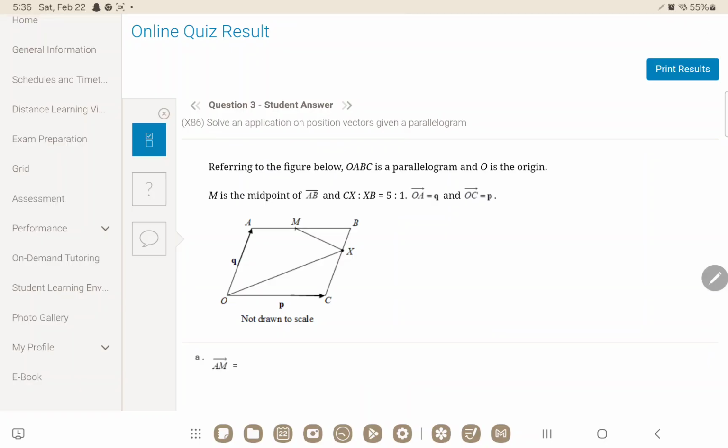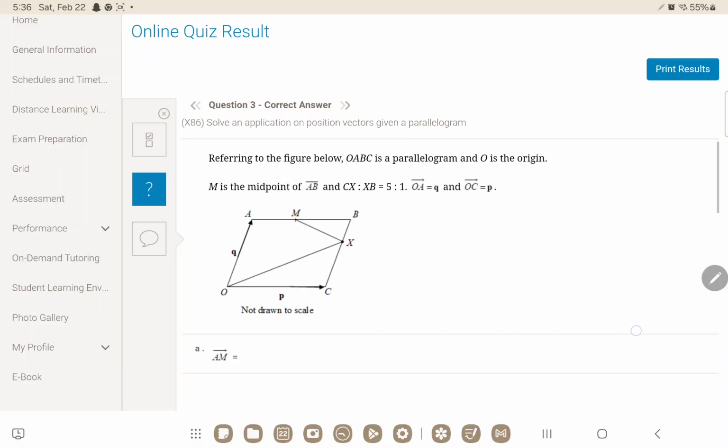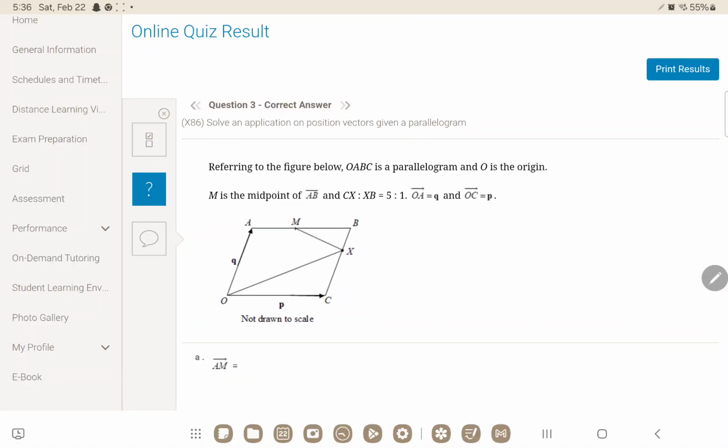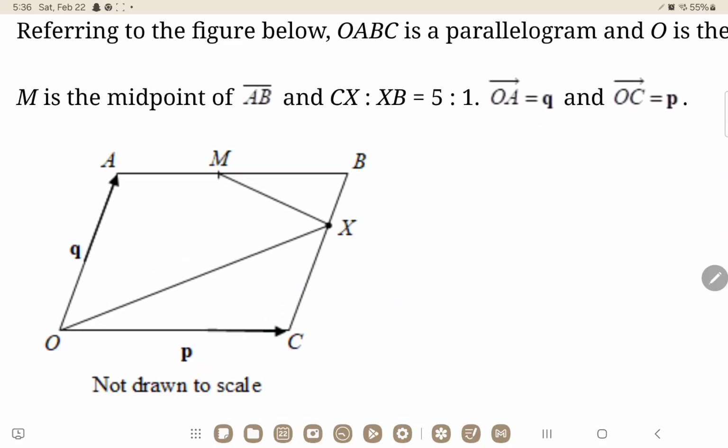Okay, vector question. This question is really easy if you focus when you're solving it, or if you realize patterns in the vector. Now, the first question is asking for AM, but before I start solving for AM, I want to look at our parallelogram a bit to realize a few things and look at the question.